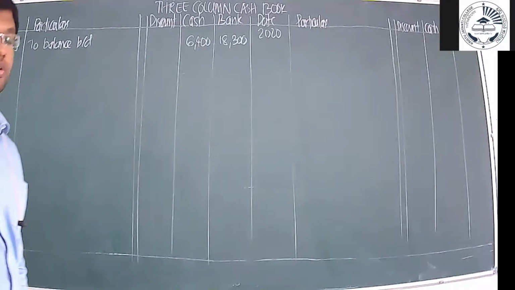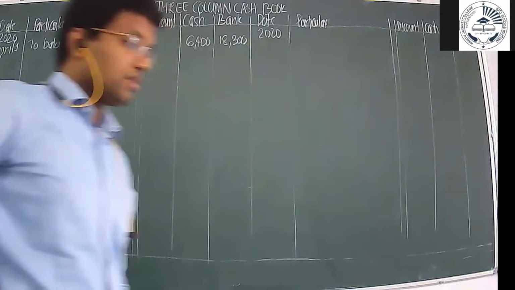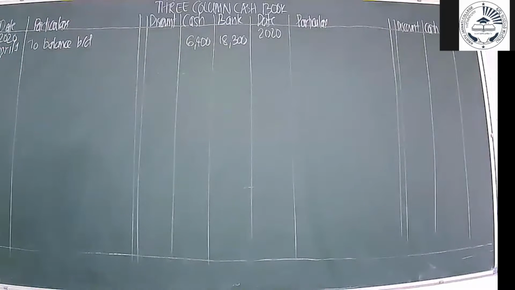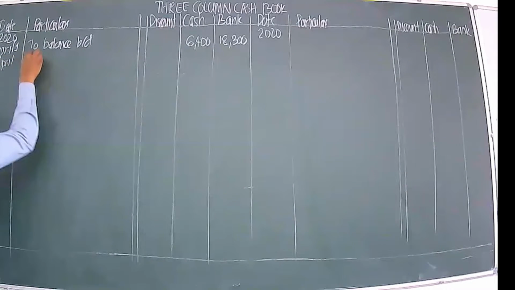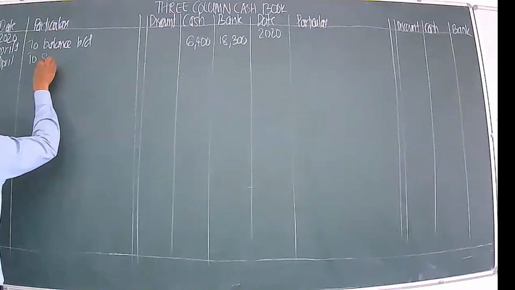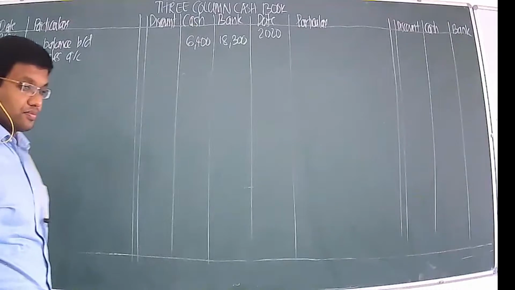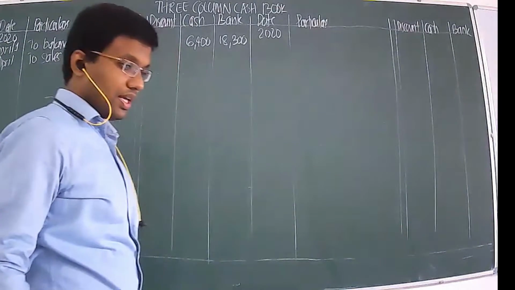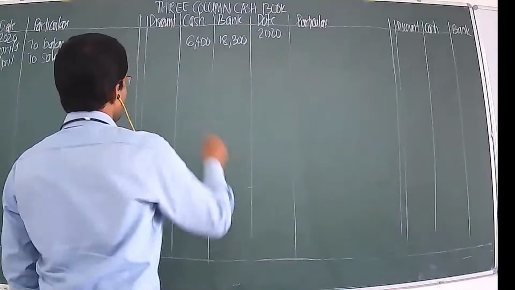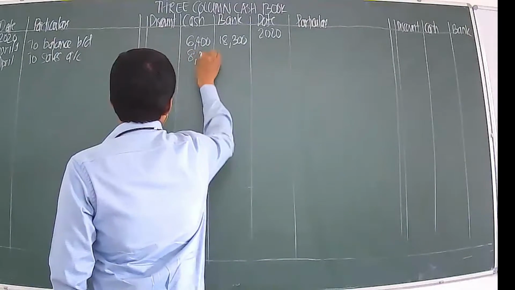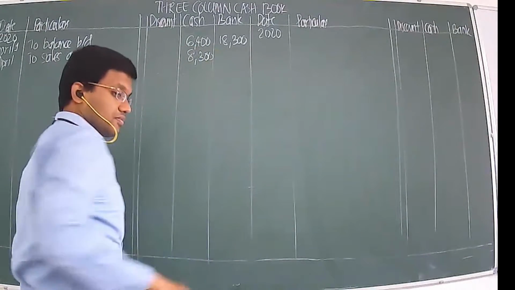Yes, sir. Second, on the debit side, to sales account. Okay, so April 2nd. To which account is it, Yasmin? Sales account, sir. Okay, good. And which column? Cash column, sir, 8,300. Cash column, it's 8,300. Okay, thank you, Yasmin.